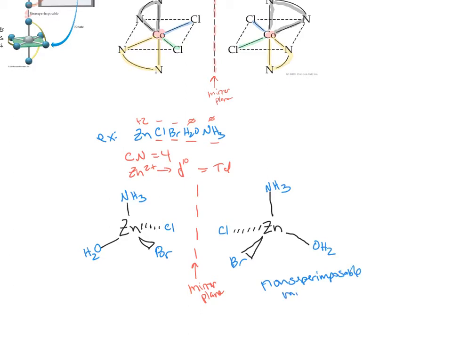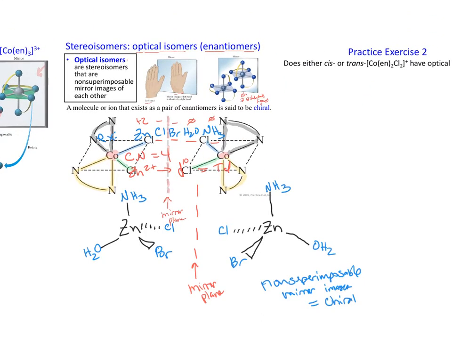Mirror images, which makes the molecule chiral. And we can say that these 2 structures are enantiomers of each other. We also say they're optical isomers. Now let's look at the next practice exercise.